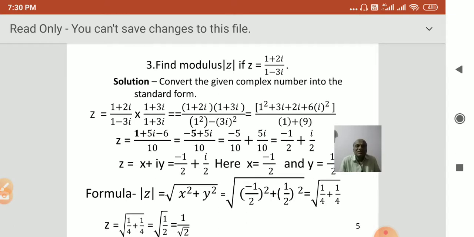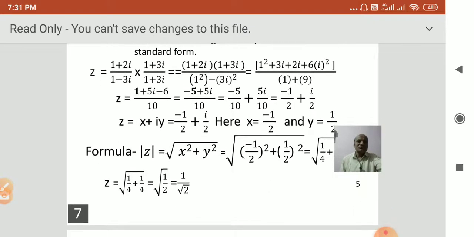So after simplification we get z equal to 1 plus 5i minus 6 divided by 10. So minus 5 plus 5i divided by 10. So write real and imaginary parts separately, that is minus 5 divided by 10 plus i divided by 10. So minus 1 half plus i by 2. So we have converted the given complex number into standard form, that is x plus iy, which is equal to minus 1 half plus i times 1 half. So we get the value of x as minus 1 half and the value of y as plus 1 half.